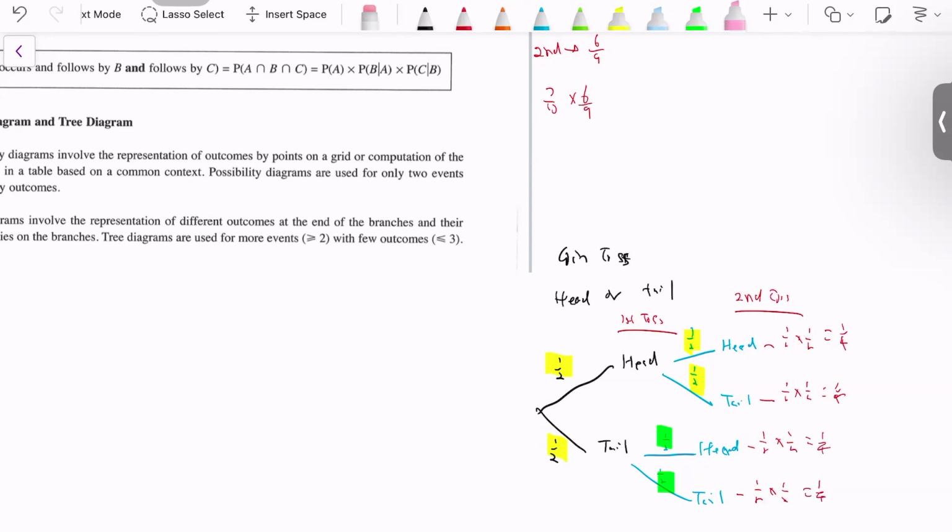And if you realize, after you add them up, it will come back to 1 as well. So this is how we display our probability tree diagram to show our different possibilities, our different outcomes, and the probability of them happening. Okay, so that's our overall portion of this probability diagram.